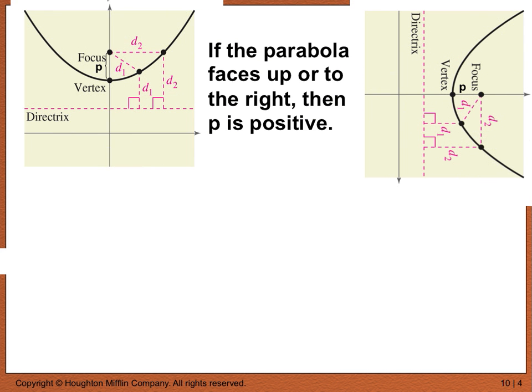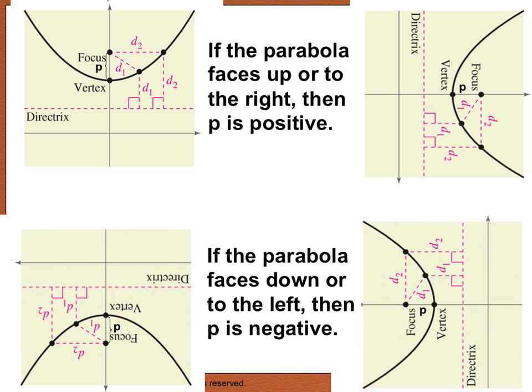If the parabola faces up or to the right, then P is positive. All right, so obviously the distance between 2 points, we always think of that in positive terms anyway, because that's how our minds think, that distances are positive. But by definition, with these parabolas, if the parabola faces downward or to the left, then P is negative.